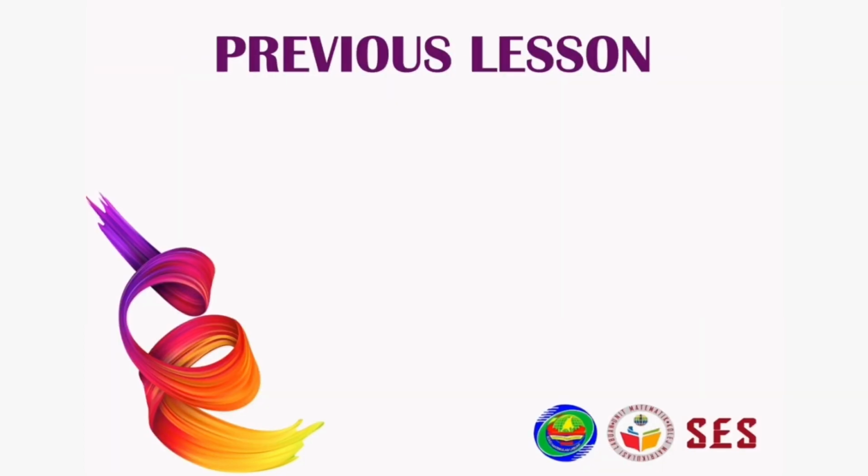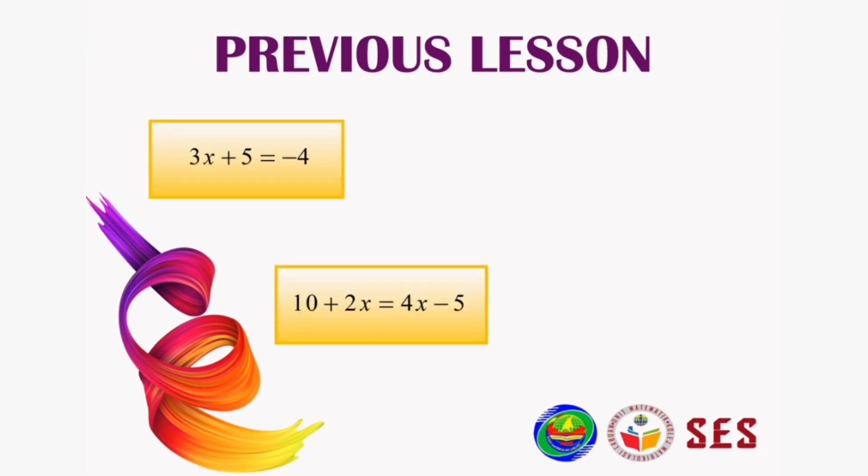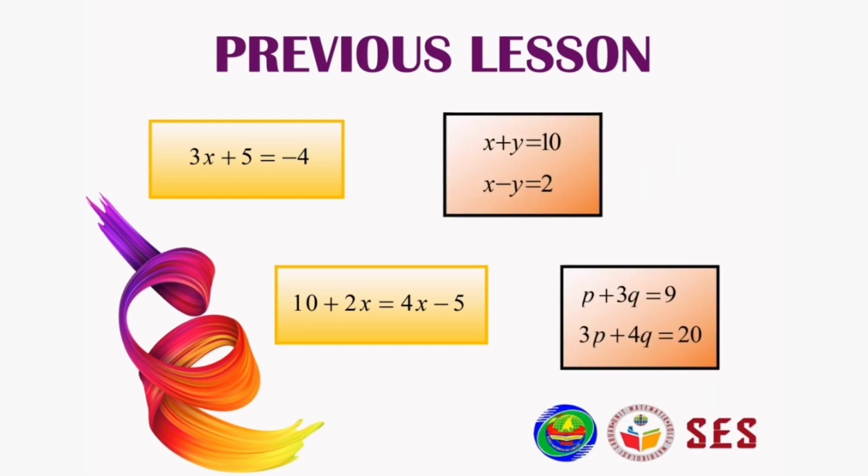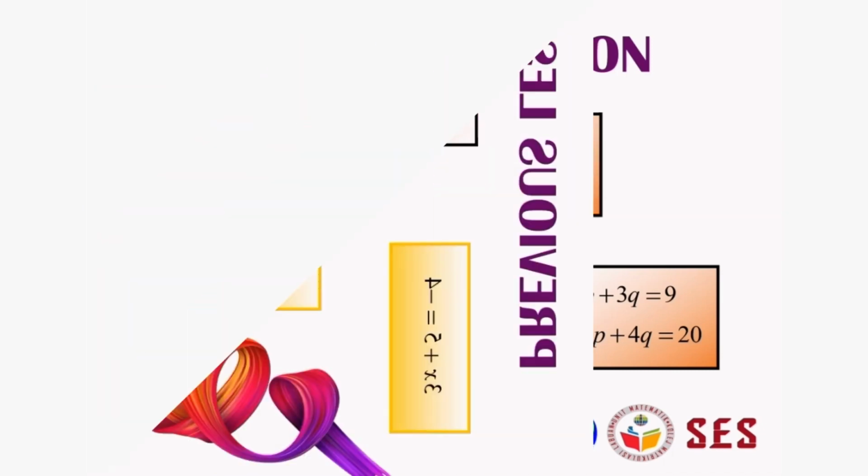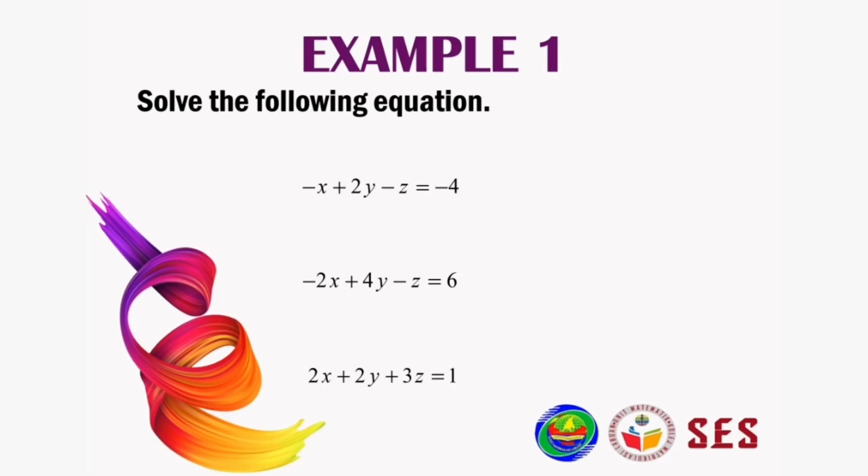If you can still remember, from previous lesson, we have learned how to solve linear equation in 1 variable and also linear equations in 2 variables. If we need to solve for 1 variable, then we need to have 1 linear equation. And if we need to solve for 2 variables or unknowns, then we need to have 2 linear equations. And now, we are going to learn how to solve linear equations with 3 variables. Of course, here we need to have 3 different linear equations.